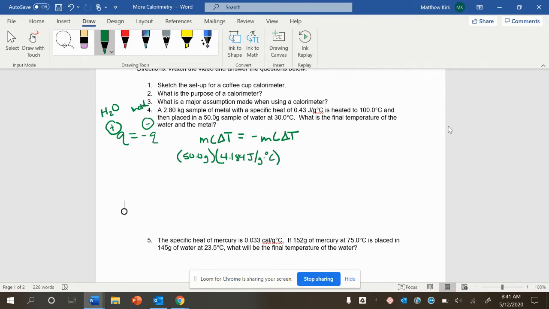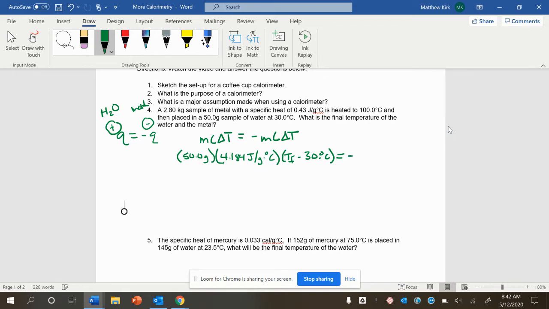Okay, well, the problem's asking us for the final temperature. So that's what we're trying to figure out. The final temperature minus the initial. And I can't just put in delta T because each substance has a different initial temperature. And then each substance is also going to have a different change in temperature. So if we're solving for final temperature, I always have to put final temperature in as our x minus the initial temperature.